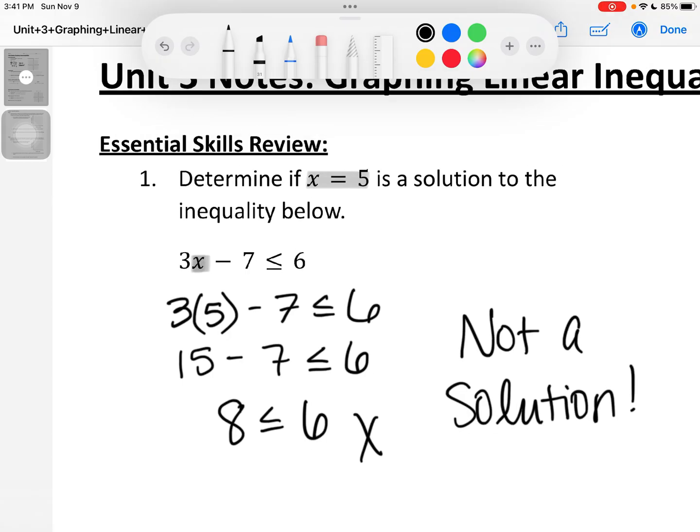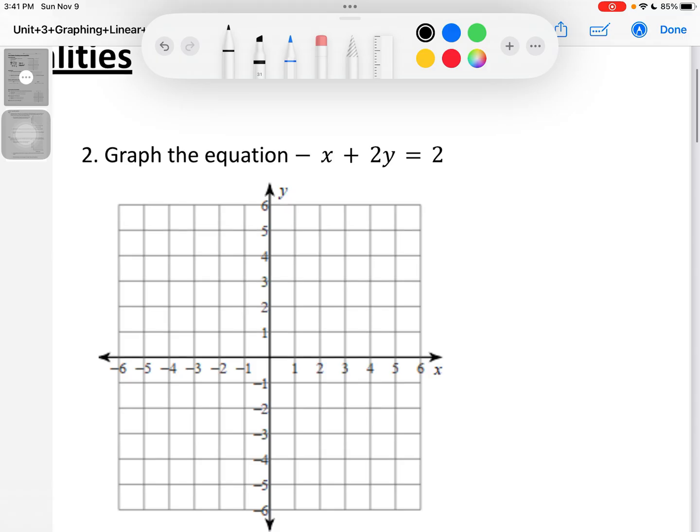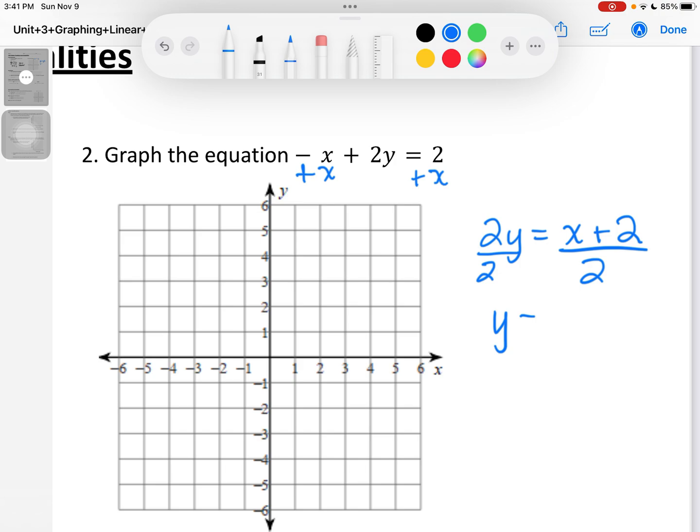Okay, the next one we're going to graph the equation. In order to graph this, I recommend that you put it into slope-intercept form, which means y needs to be all by itself. So we're going to add x to both sides. And then to get y by itself, we need to divide everything by 2. That's going to give us y equals 1/2 x plus 1.